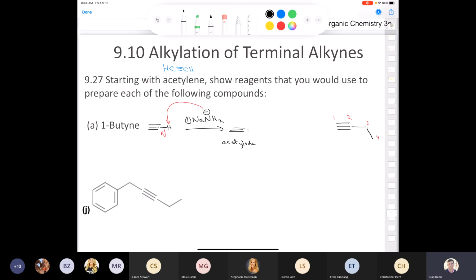Okay, what are you going to treat it with in the second step? Could anybody tell me what I would treat it with in the second step? And it's not a trick. Mr. Dion's not into trick questions. What would my electrophile be? All right, the acetylide is a nucleophile. It's seeking a nucleus. What would my electrophile be? Could anybody name it or describe it?